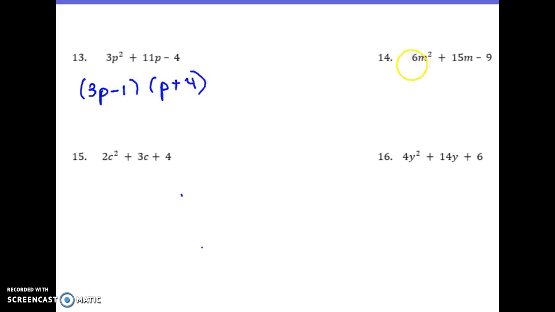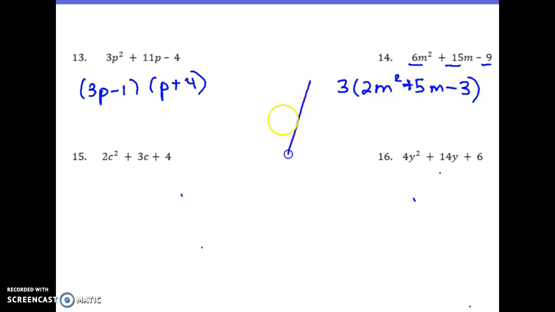So the first thing we're going to do, if you noticed, we've got a 6, a 15, and a negative 9. We want to factor out a 3 first because 3 is the greatest common factor. So when we do that, we've got 3 times 2m squared plus 5m minus 3. Now when we do our x, we're actually only going to use the values that are inside the parentheses. So this would become 2 times negative 3, which is negative 6, and then we have our middle term, which is a 5. Then we're going to think of our two numbers, which would be 6 and negative 1, multiplying to negative 6 and adding up to 5.